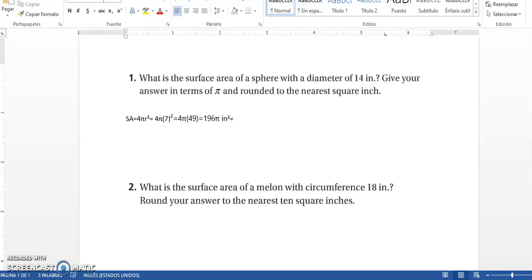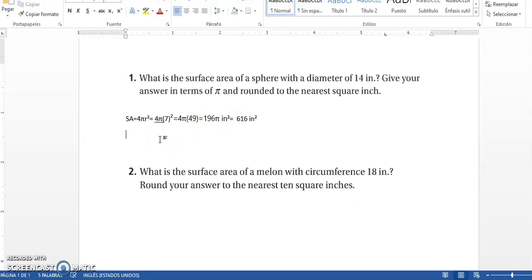That means we need to find the value of 196 multiplied by pi. Using the calculator, we get 615.75, but rounded, it will be 616 square inches. And that is the answer for the first exercise.